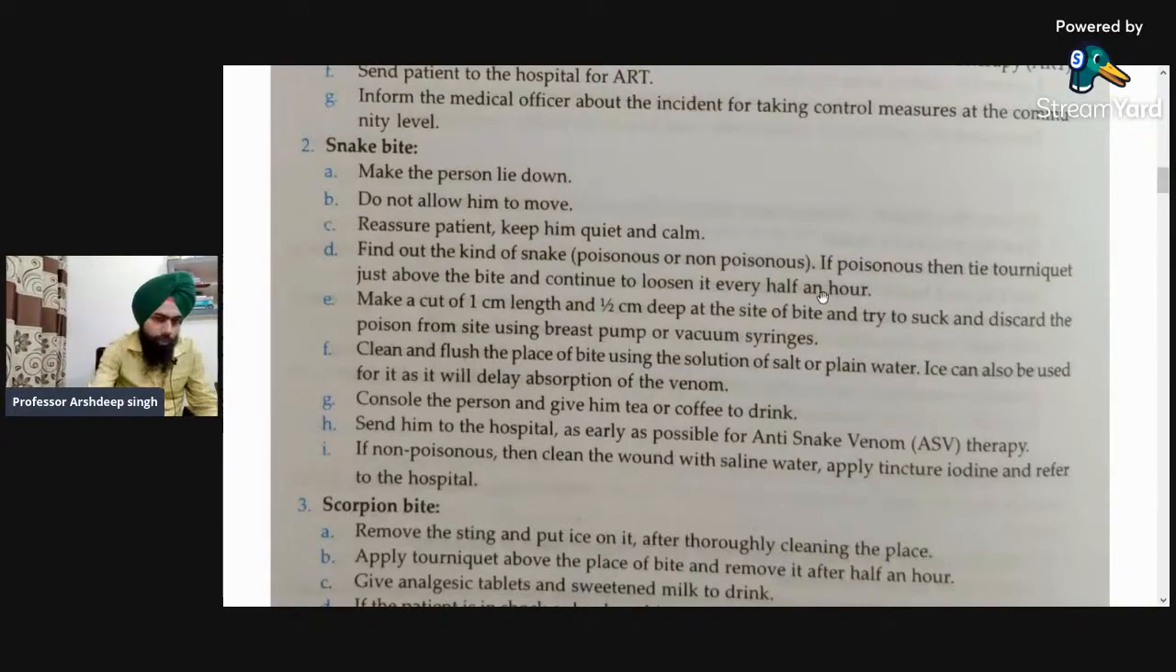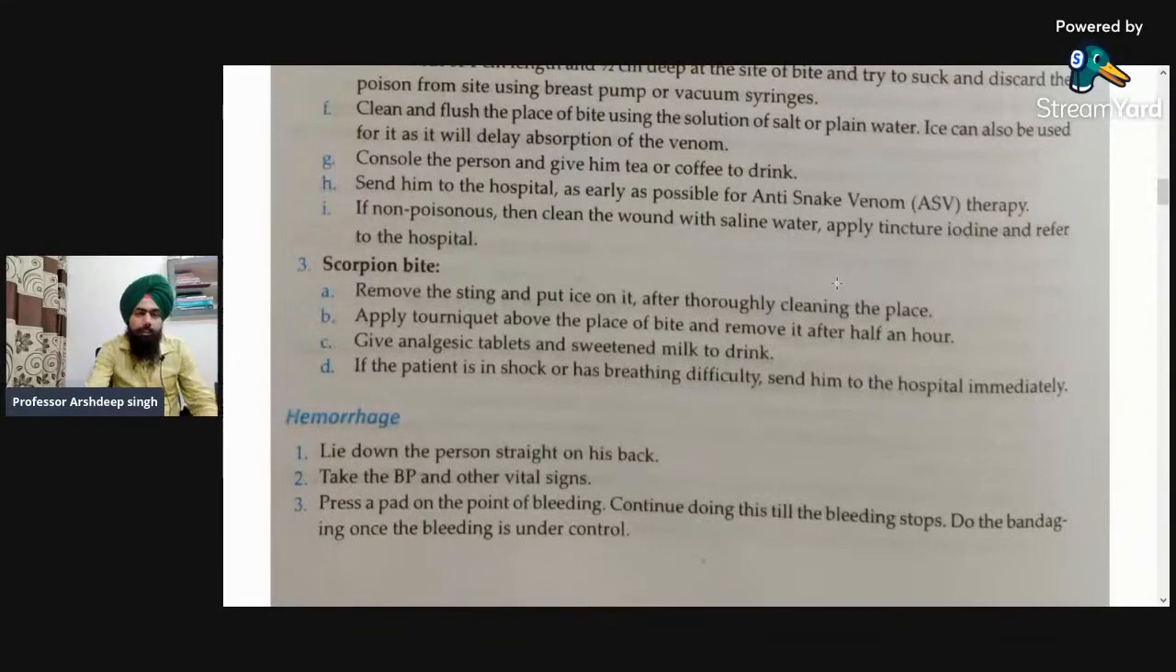Next is the scorpion bite. So this was about the category of bites, that is dog bite, snake bite, and scorpion bite.